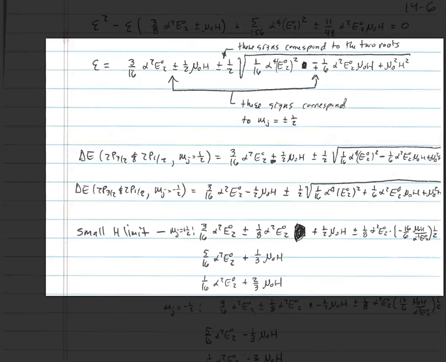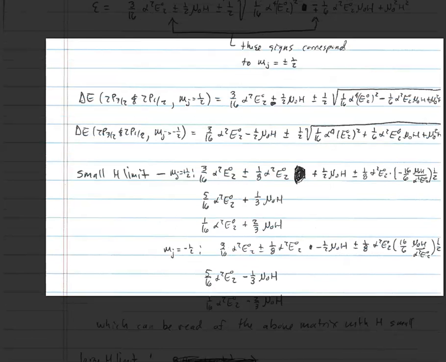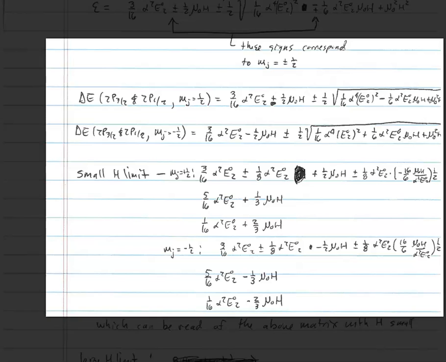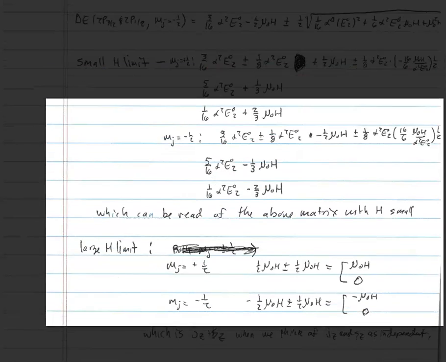And you can see that 5/16 and 1/16, that is the correct result for the fine structure. So we did our expansion correctly. You do the same thing with mj equals minus 1/2, and you find that you get the 5/16 minus 1/3 mu 0 H, and you get the 1/16 minus 2/3 mu 0 H. Okay, so that's what we would get in the small H limit.